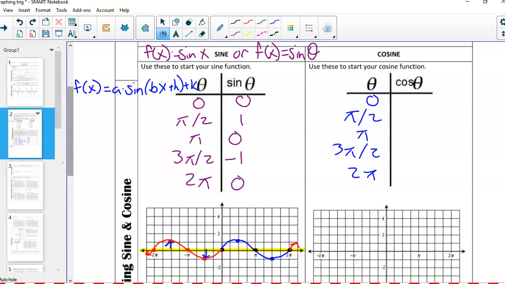What is cosine of 0? 1. Cosine of pi over 2? 0. Cosine of pi? Negative 1. Cosine of 3 pi over 2? 0. And cosine of 2 pi? 1. So it still has that alternating, but it starts at 1. So 1, 0, negative 1, 0, 1.